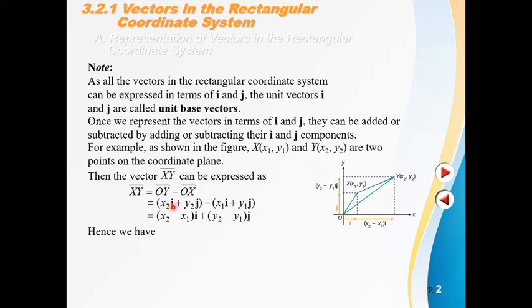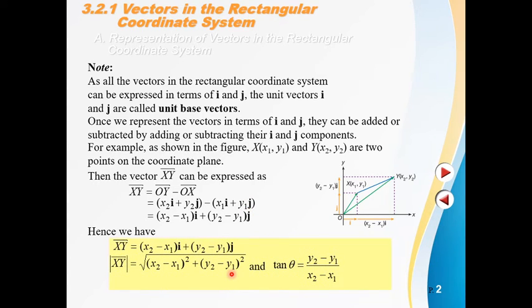x2i will go and subtract x1i, y2j will go and subtract y1j. So they must all add up or subtract with their respective component. Okay, so XY, we have it as defined here, the vector XY. Then the magnitude of the vector XY is the Pythagoras of what we have here, that is the square root of the sum of the squares of each of the components. Likewise, the angle between them becomes this.